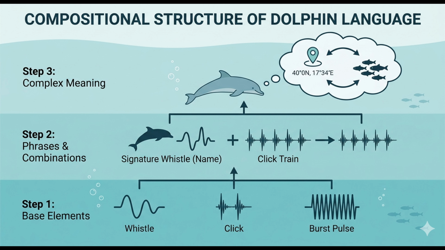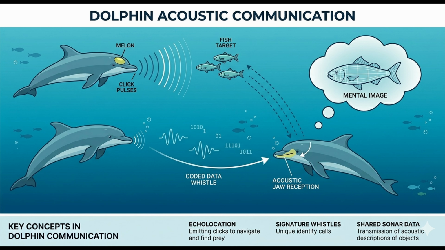One particularly striking finding is that dolphins appear to be able to transmit their echolocation images to one another through sound. When a dolphin echolocates an object, it builds up an internal acoustic picture of that object. There is evidence that dolphins can then vocalize in a way that reproduces that acoustic picture for other dolphins nearby, essentially sharing what they see through echolocation, without the other dolphin needing to echolocate the object itself.